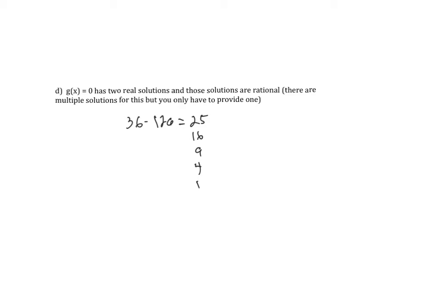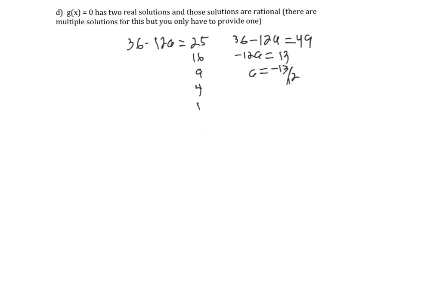And so, in fact, if a is negative, we could end up with values greater than 36. For example, if 36 minus 12a is equal to 49, then negative 12a is equal to 13, and a would be equal to negative 13 over 12. So there are actually an infinite number of solutions. As long as 36 minus 12a is equal to a perfect square, we'll get a rational solution to this. Okay. Next page here.